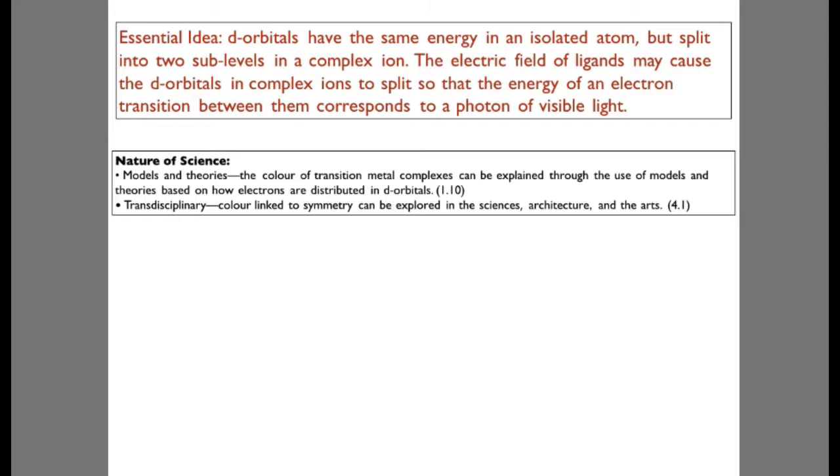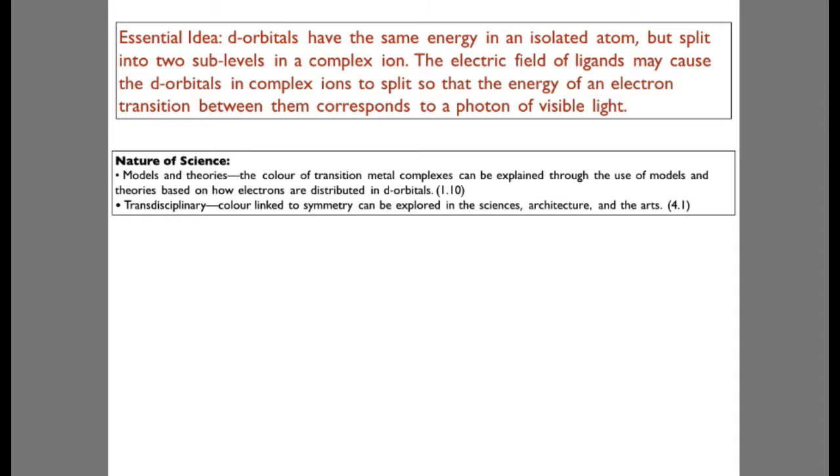Essential idea. The d orbitals have the same energy in an isolated atom, but split into two sublevels in a complex ion. The electric field of ligands may cause the d orbitals in complex ions to split, so that the energy of an electron transition between them corresponds to a photon of visible light.